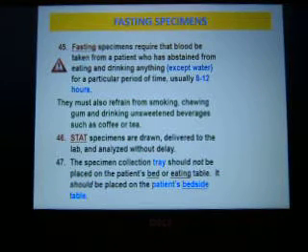Fasting specimens, okay? Fasting specimens require that blood be taken from a patient who has abstained from eating and drinking anything, including black coffee, including smoking, including chewing gum, and even unsweetened beverages such as coffee and tea without sugar in them. The only thing they want is water for a period of time, usually anywhere between 8 and 12 hours, okay? Stat specimens are drawn, delivered to the lab, and analyzed without delay.